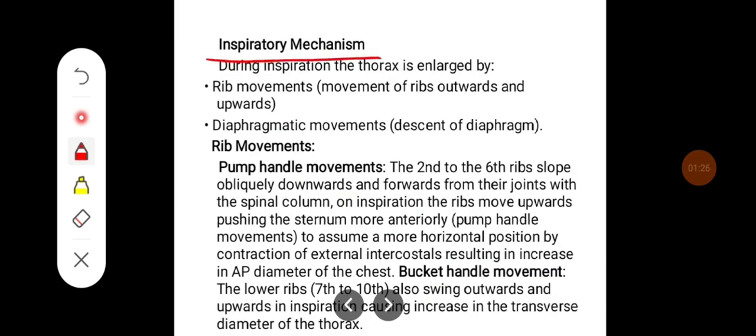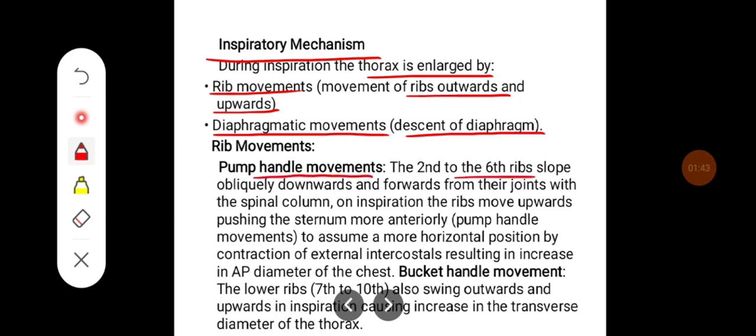Inspiratory mechanism. During inspiration, the thorax is enlarged because of the rib movements, that is, movement of the ribs outwards and upwards, and the diaphragmatic movements, that is, the descent of the diaphragm. Rib movements can be pump handle movements.